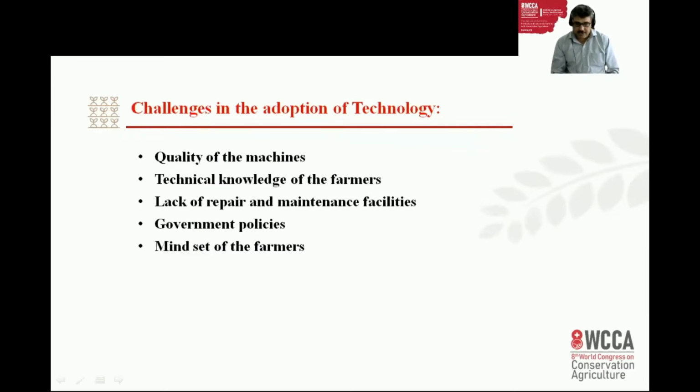The main challenges in the adoption of technologies are, first, the quality of the machines. Quality of machine is a challenge in the adoption of technology. Till today, the Bureau of Indian Standards does not specify any particular standards for any agricultural machinery, including Happy Seeder, in India. Therefore, there is a very big challenge to provide a good quality machine to the farmers, as there is no control on the manufacturer. Although testing centers are established by the government, they do not have any power to reject any machine. They just tell about quality and performance of the machine.